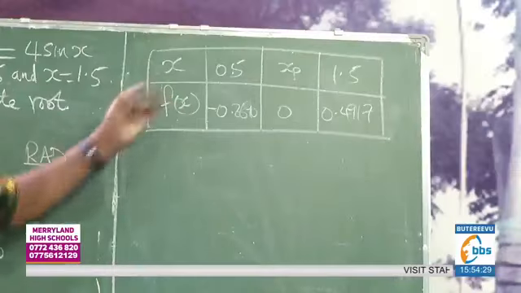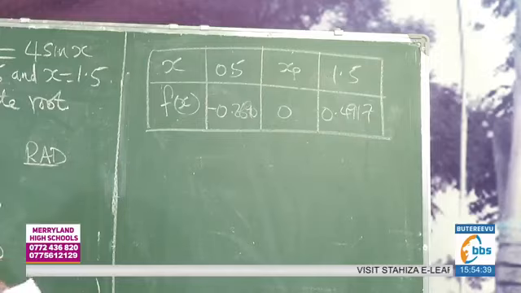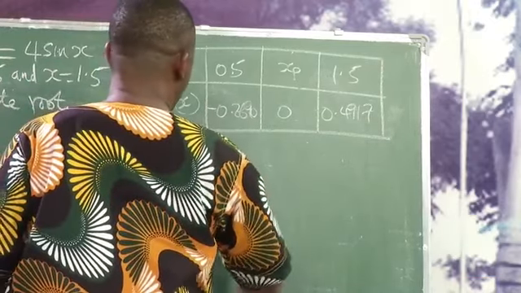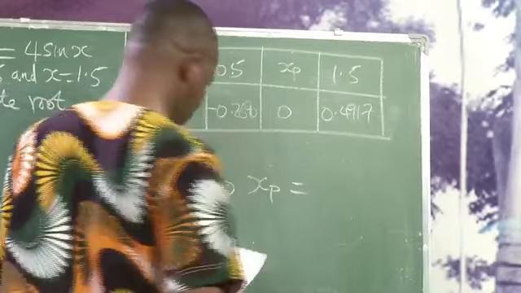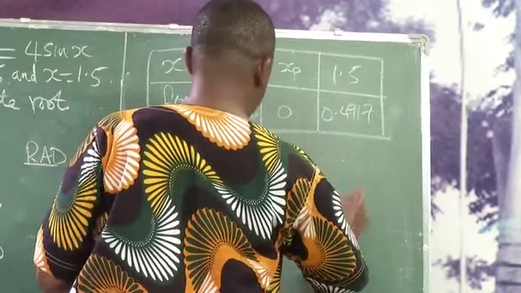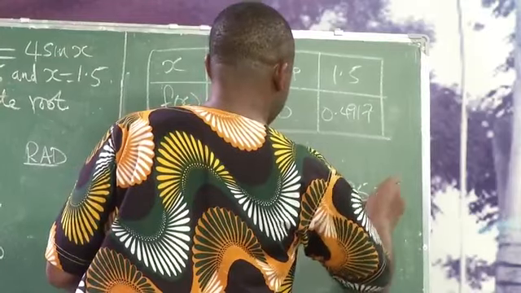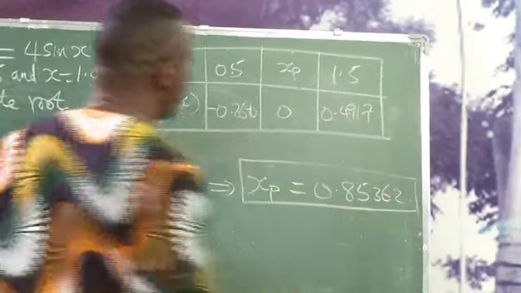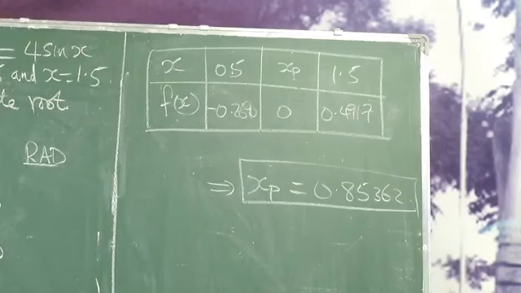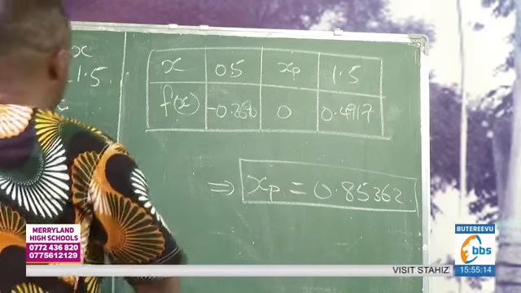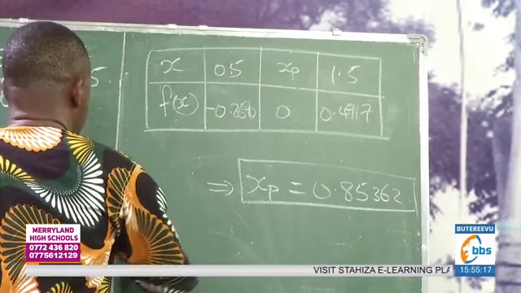So using your interpolation, you will definitely be able to get the value of xp. I want to encourage you to work through this to get that as the value. 0.85362 will be the approximate root. I will not be going so much beyond here, but since we are still having a few minutes, I will tell you to try out.